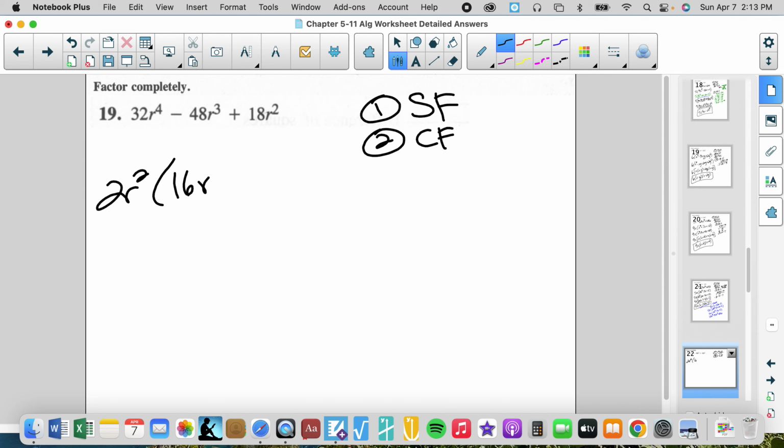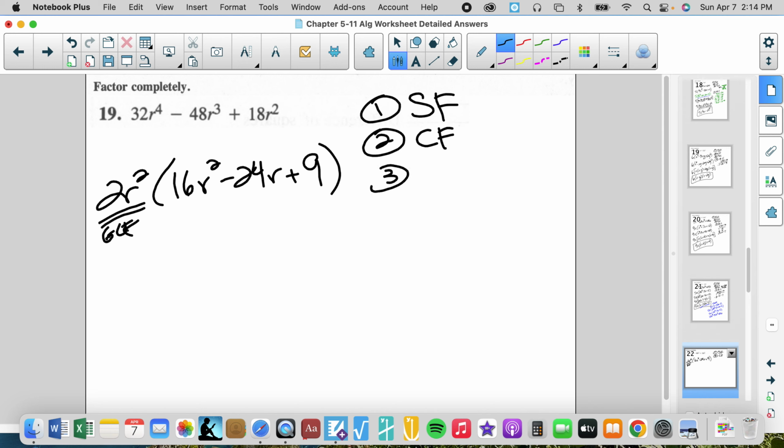16r squared minus 24r plus 9. I think that's correct. 16, 24, and 9 don't have a common factor, so I know that this is the GCF. So that's what I'm checking for here.